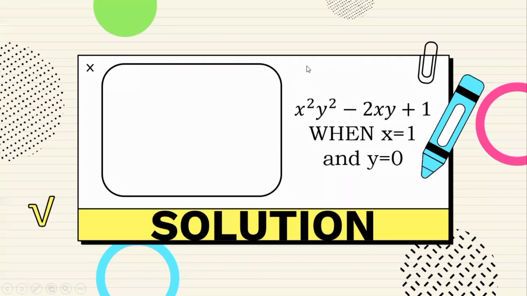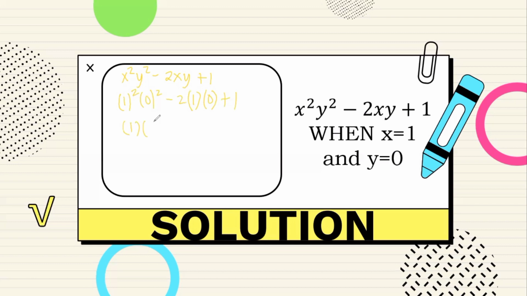So we have x squared y squared minus 2xy plus 1. There are two variables involved in the given polynomial. We have x and y. So we just simply need to substitute the value of x and at the same time the value of y. We change all x into 1. So we have here 1 squared. How about y? It's equal to 0, times 0 squared minus 2 times the value of x, which is equal to 1, times the value of y, which is equal to 0, plus 1. 1 squared is equal to 1.